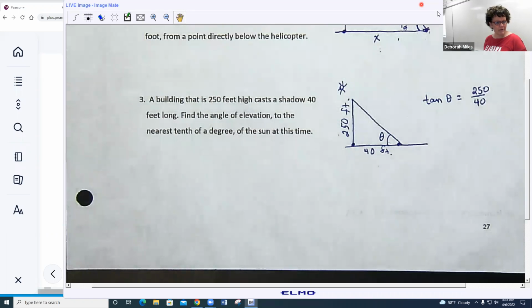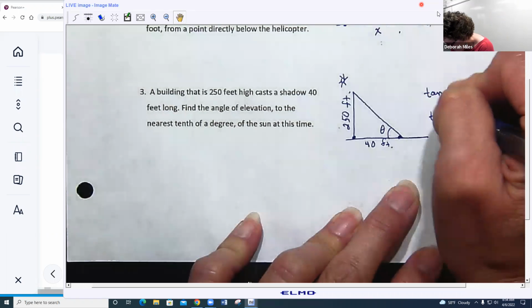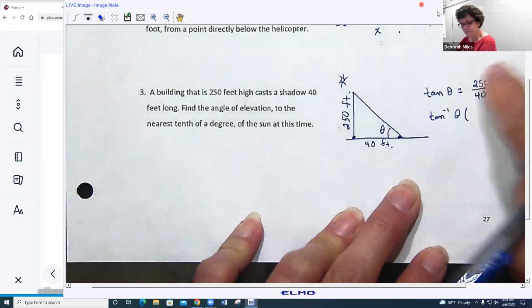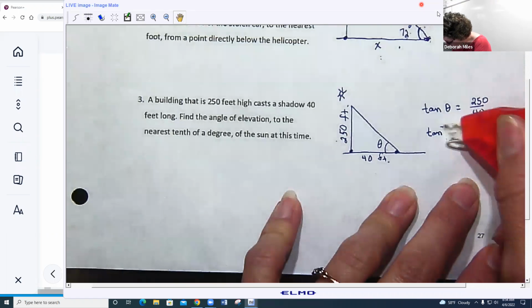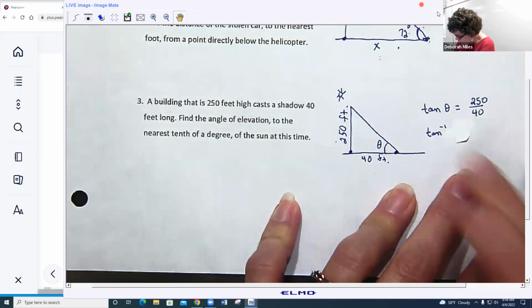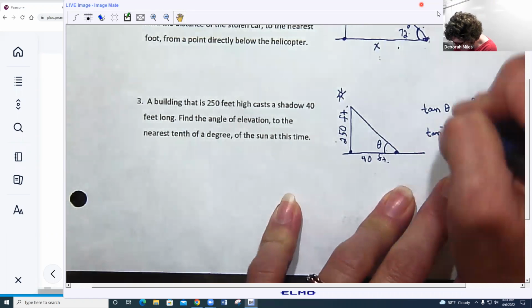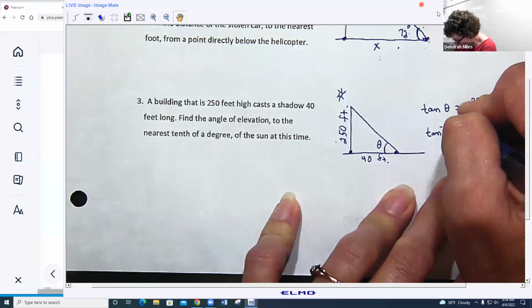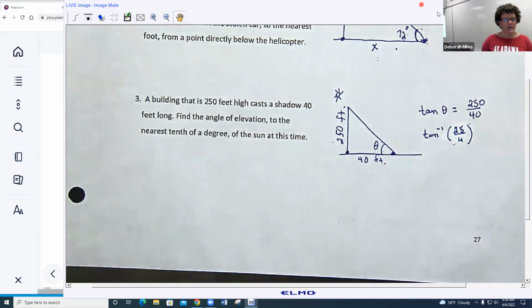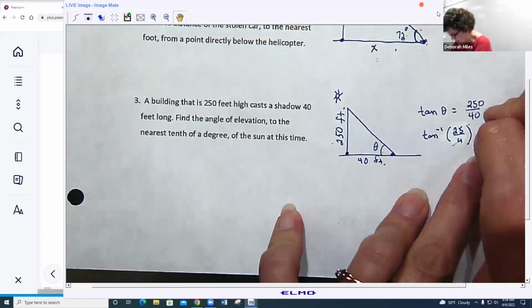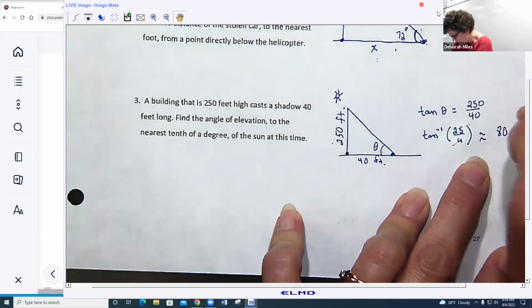And so how would I find theta? Inverse tangent of 250 over 40. Oh, I didn't need that theta. That's not what I'm taking the inverse tangent of. Inverse tangent of 250 over 40. I reduced it to 25 over 4. We get the same answer either way. Inverse tangent of 25 over 4 to the nearest 10th is 80.9 degrees.